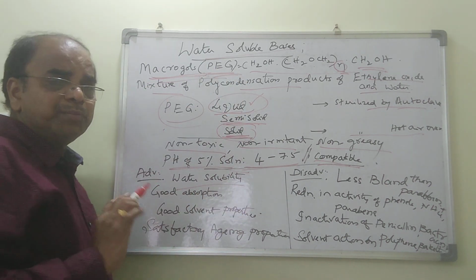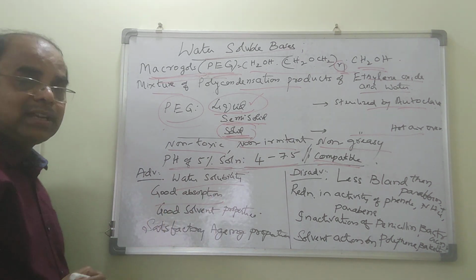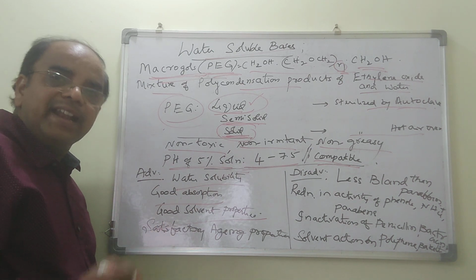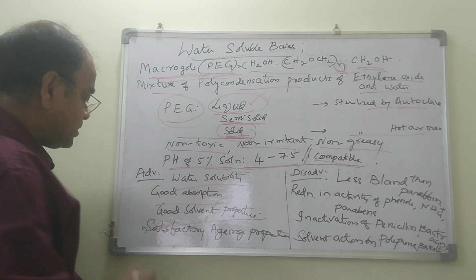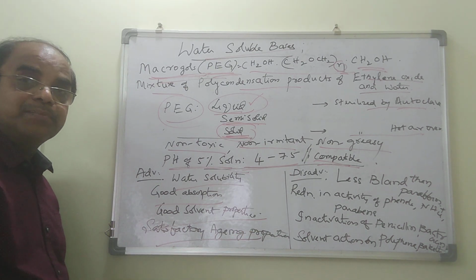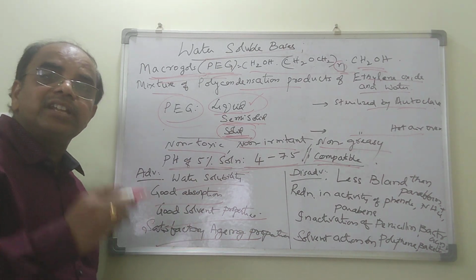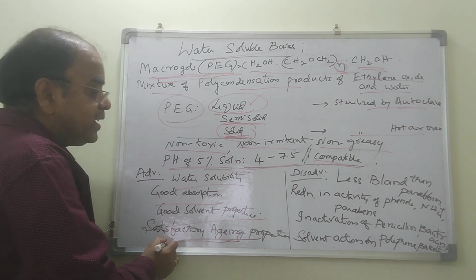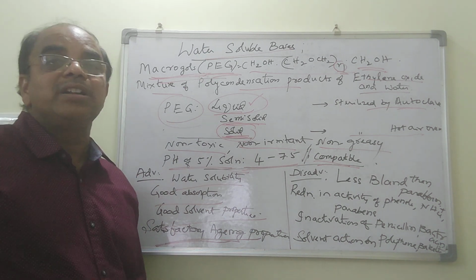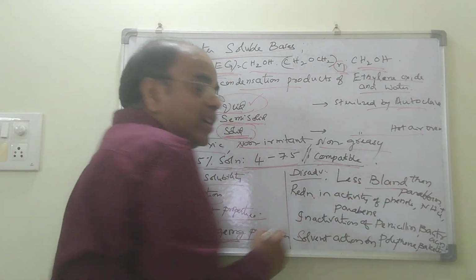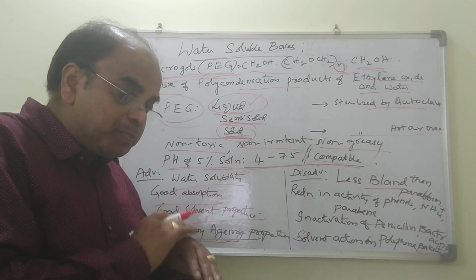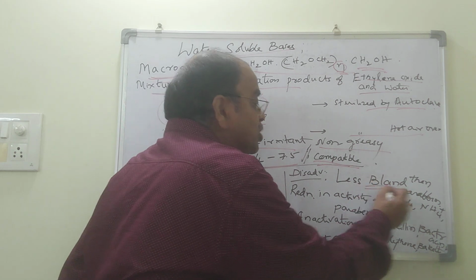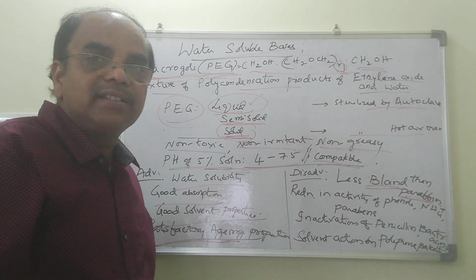Advantages of the water soluble bases, that is macrogols or PEG. Water solubility is more. Good absorption capacity. It absorbs the moisture. Good solvent properties. It dissolves many aqueous preparations. And satisfactory aging properties. Suppose there is a liquid paraffin, there is a problem of the oxidation. But here such a problem is not there. And disadvantage is also a very important point here. Less bland. What is that blandness? Blandness means spreading property. Spreading property is less for the PEG. Less bland when compared to the paraffins.